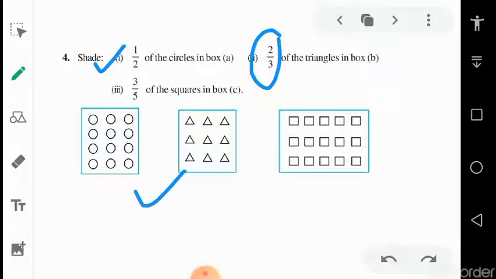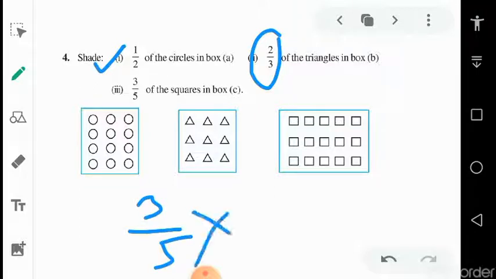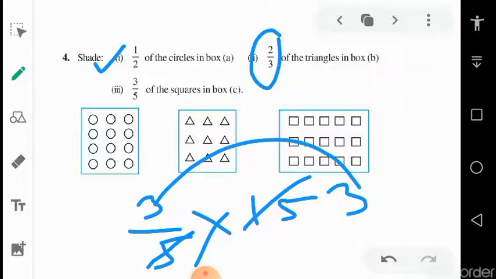Here you have to color or shade any 6 triangles. Remember, this is 6. Okay, in the previous one that was half, and in this one that is 2/3. Now in the third part, this one, that is 3/5 of the squares. Okay, so 3/5 means we will write 3 upon 5. Now how many squares are there? Okay, there are 5 and 5 3s are 15. Total 15 squares are there. We can cut 15 by 5, this is 3, and 3 3s are 9.